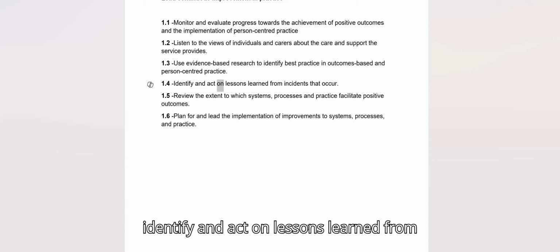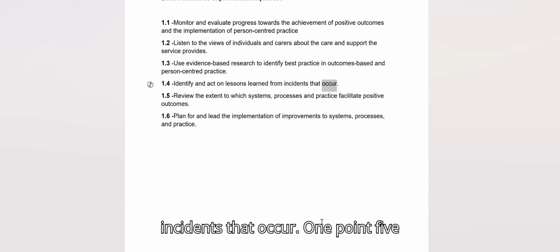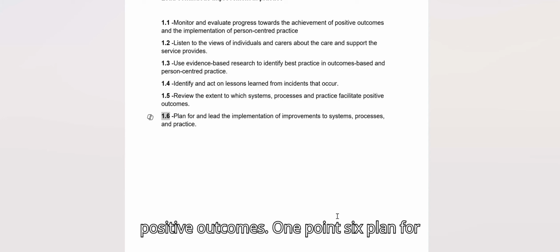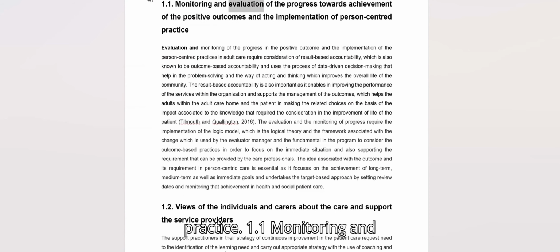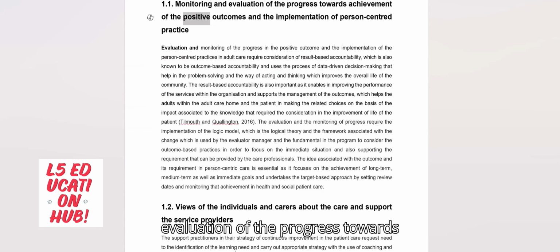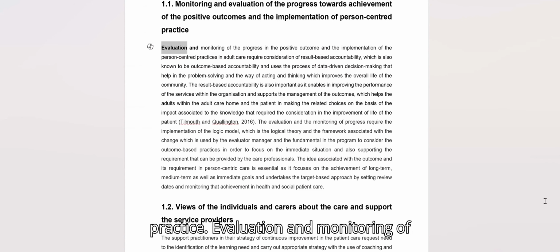1.4 Identify and act on lessons learned from incidents that occur. 1.5 Review the extent to which systems, processes, and practice facilitate positive outcomes. 1.6 Plan for and lead the implementation of improvements to systems, processes, and practice. 1.1 Monitoring and evaluation of the progress towards achievement of the positive outcomes and the implementation of person-centered practice.